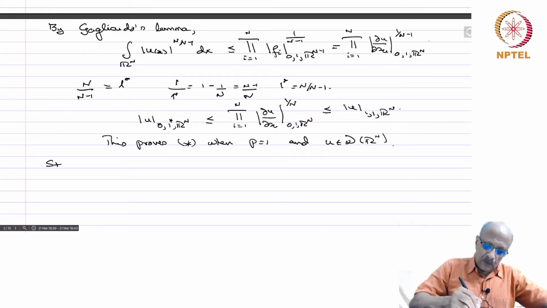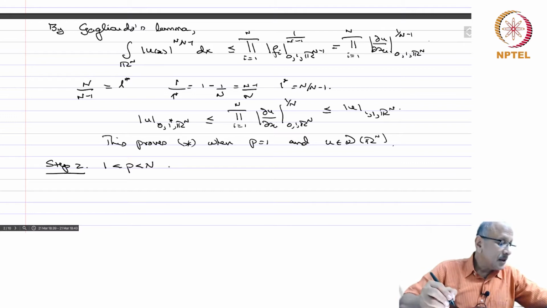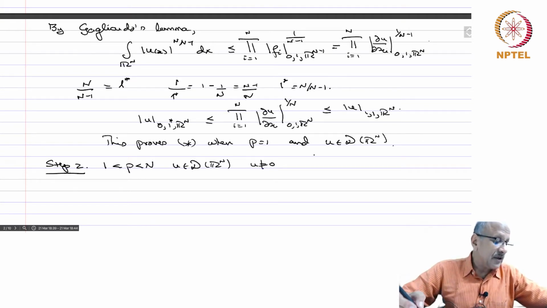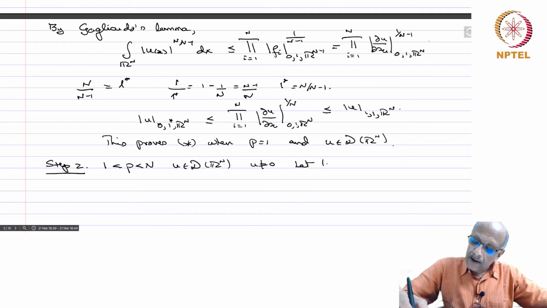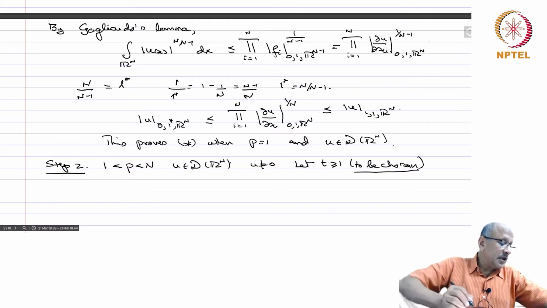So step 2. So now we assume that p is strictly bigger than 1 and less than n, and let u be in D of R^n and u not equal to 0, because if u is 0 the inequality is trivial. So let t be greater than or equal to 1 to be chosen. We are not choosing it yet, we will choose it in the meantime.